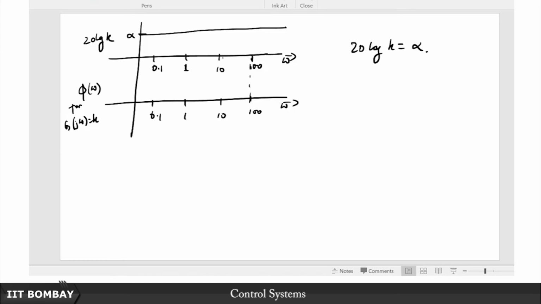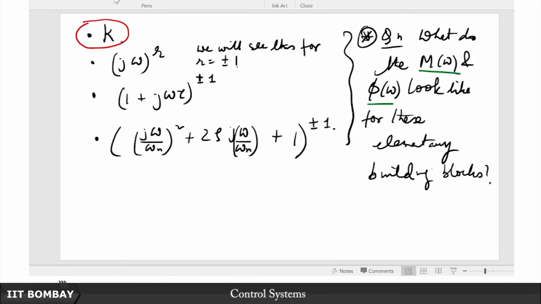What about my phase plot? After all, k is a real number. So what is the argument of a real number? Argument of k is 0 degrees. So therefore let me mark out this 0 degree here and draw another flat line, and I am done. Quite simply, that is it. Nothing more needs to be done about this. So let us then move over to the next block. The first block was pretty uninteresting that way.